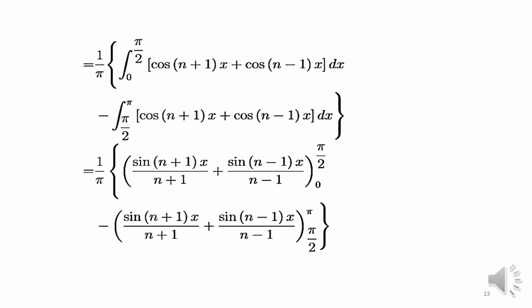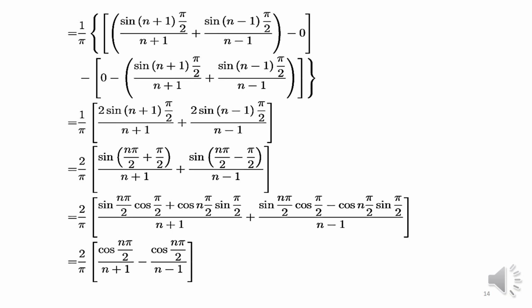So what I am doing next is 0 to pi by 2, and cos (n plus 1) x on integrating becomes sin (n plus 1) x divided by n plus 1. I am integrating all the cos values, substituting the values from 0 to pi by 2. So on substituting the values, I'll get 2 sin (n plus 1) pi by 2 divided by n plus 1 plus 2 sin (n minus 1) pi by 2 divided by n minus 1.